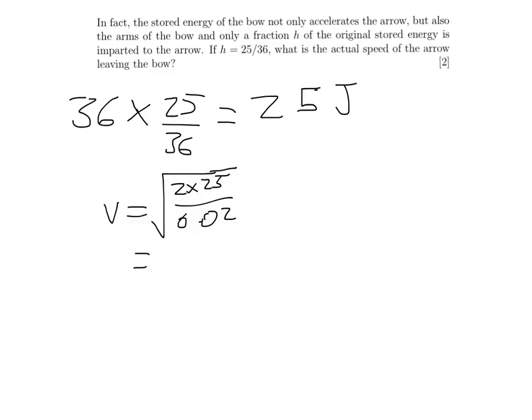So we're just going to use the same equation that we used before, and the only difference is instead of 36 we're using 25, and when we put those numbers in we end up with the square root of 2,500. Square root of 2,500 is 50 meters per second.